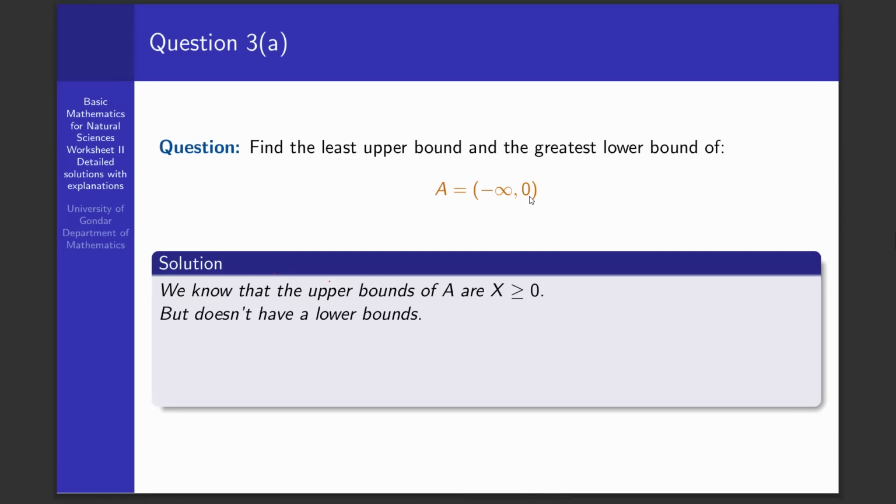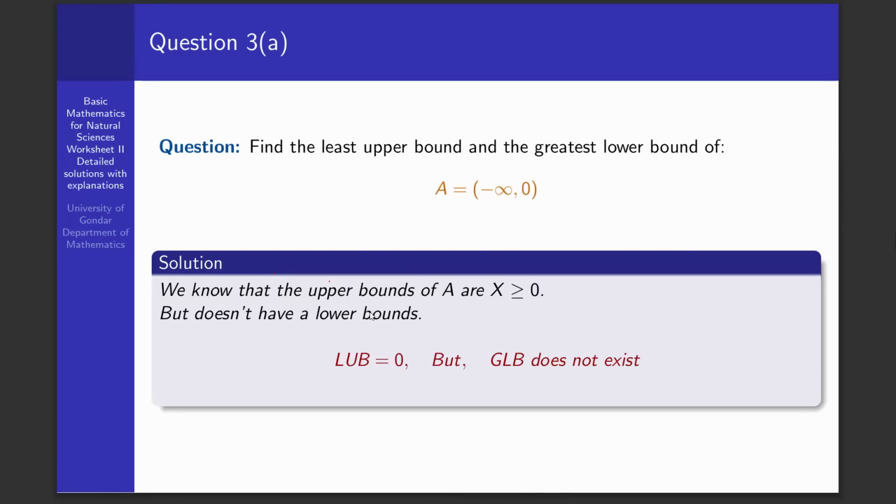But it doesn't have a lower bound because it is unbounded from below. We don't know the smallest possible element of the set, so it is unbounded from below. Therefore, it will never have lower bounds. If the set doesn't have a lower bound, it will never have a greatest lower bound too.